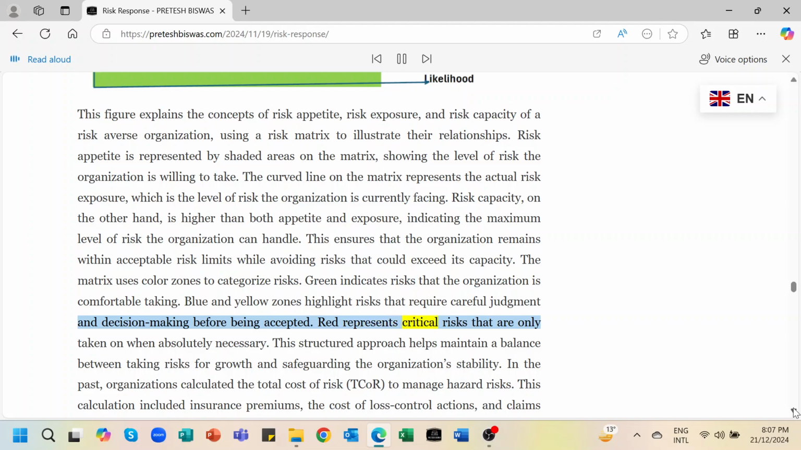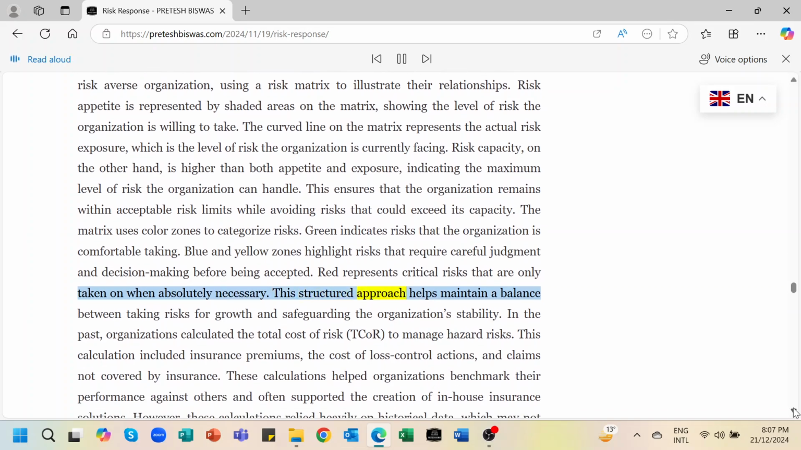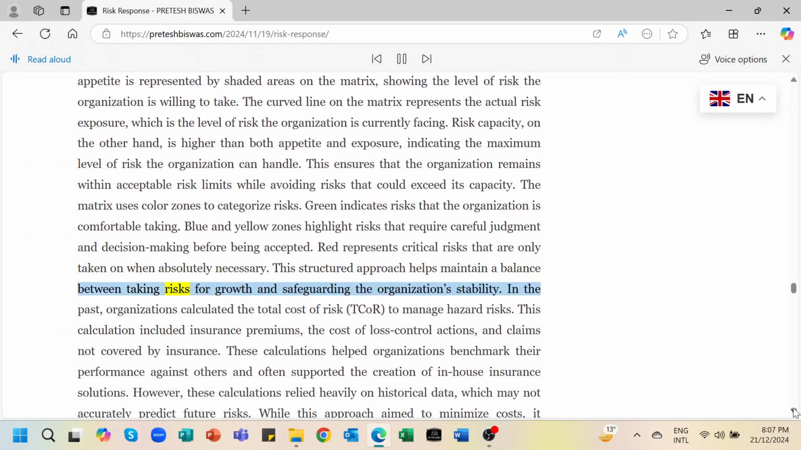Red represents critical risks that are only taken on when absolutely necessary. This structured approach helps maintain a balance between taking risks for growth and safeguarding the organization's stability.